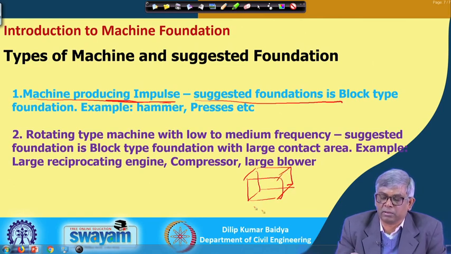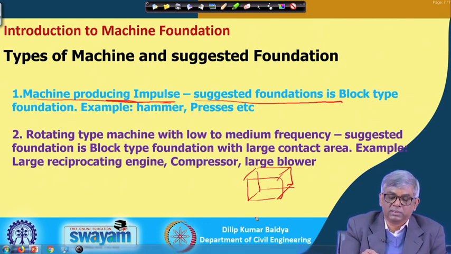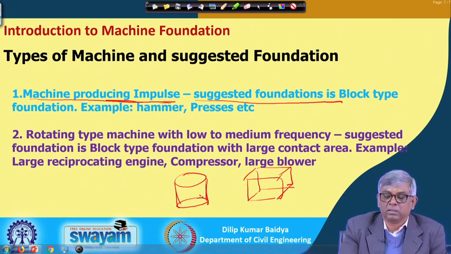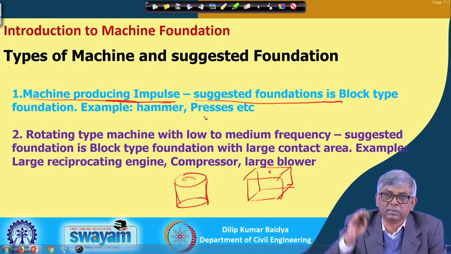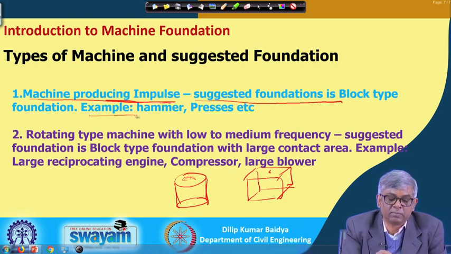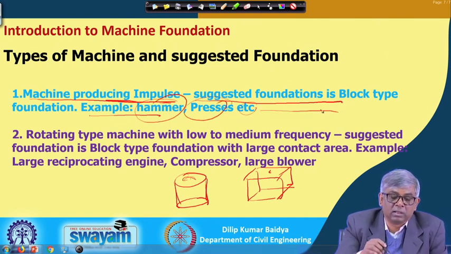A block like this of length, width and height, or if it is circular, it can be something like this. And over that, an impulse force will be applied. So for a machine producing impulse, that means an impact type of machine, the suggested foundation is generally a block type foundation. Examples of impact producing or impulsive force machines are hammer and press and similar kinds of things.